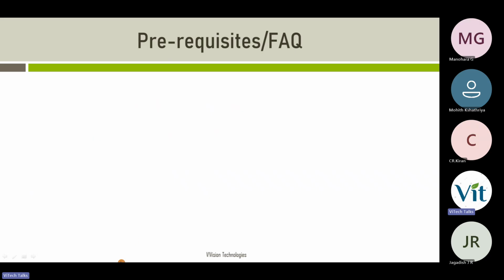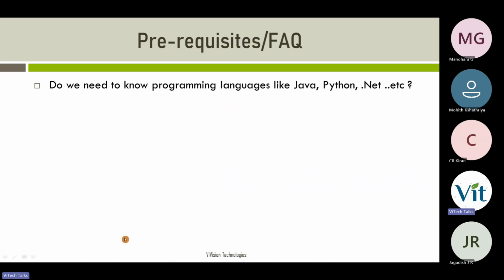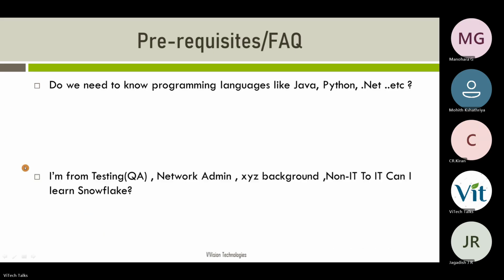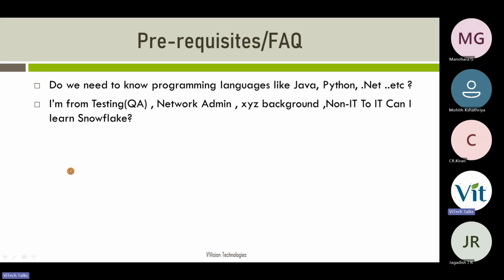Then coming to the prerequisites of this course. Do we need to know any programming languages like Java, Python, .NET? Definitely no. But if you have any idea of Python, .NET or Java, it is really helpful for you. But if you want to learn this, it's not required. If I'm from a testing background or networking admin, or I want to switch my career from non-IT to IT, yes, you can learn Snowflake.